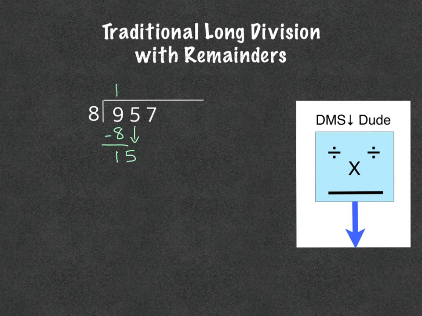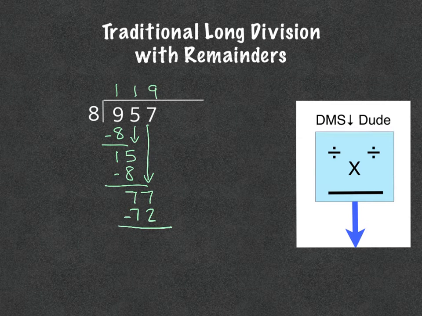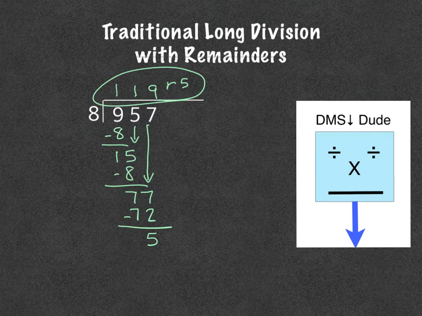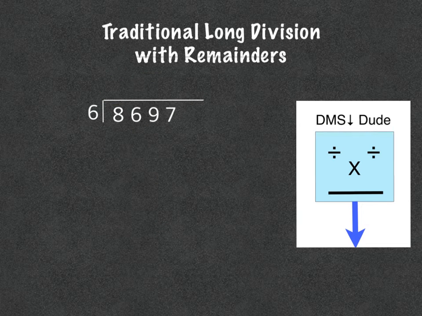Then we're gonna divide. Can 8 go into 15? It goes in one time. 1 times 8 is 8. I subtract and get 7. So 7's really close to 8, but since it's still less, we're good to go. We're ready to bring this down. So 8 going into 77. So 8 goes into 77 9 times. 9 times 8 is 72. I subtract and I get 5. So my remainder is 5. 119 remainder of 5. All right, next one.